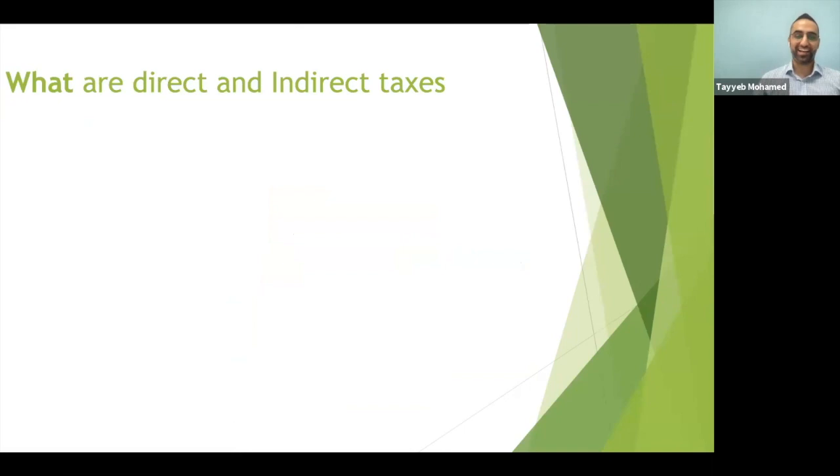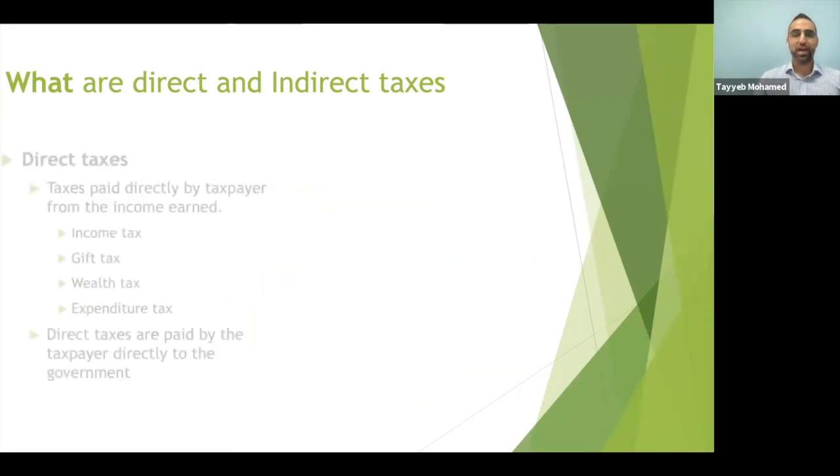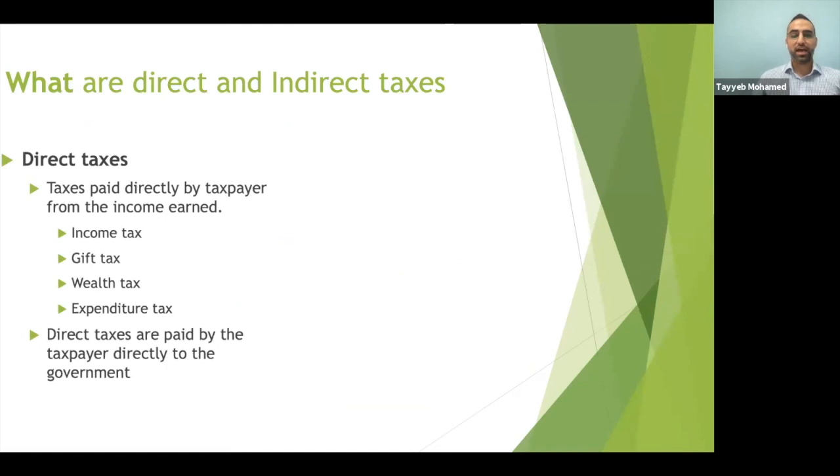There are direct and indirect taxes, mainly two types. Let's look at them one by one. Direct taxes are taxes paid by the taxpayer from the income they earn. So if you are doing a business, you earn revenue, deducting your expenses, whatever profit is left, you pay corporate tax on it. That is one type of direct tax. In addition to that, we have gift tax, wealth tax, and expenditure tax. These are examples of direct taxes. The reason why these are called direct taxes is because they are paid directly by you as a taxpayer, and you can't pass it on to someone else.